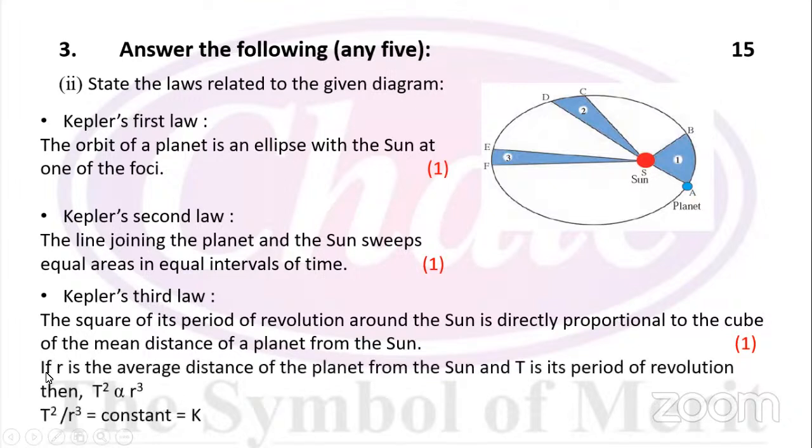Here, if r is the average distance of the planet from the sun and T is the period of revolution, then T squared is directly proportional to r cubed. That means T squared upon r cubed is a constant k. You can also mention this expression after writing Kepler's third law. Each law carries 1 mark, so this is quite a straightforward question. You have to remember these 3 laws anyhow.